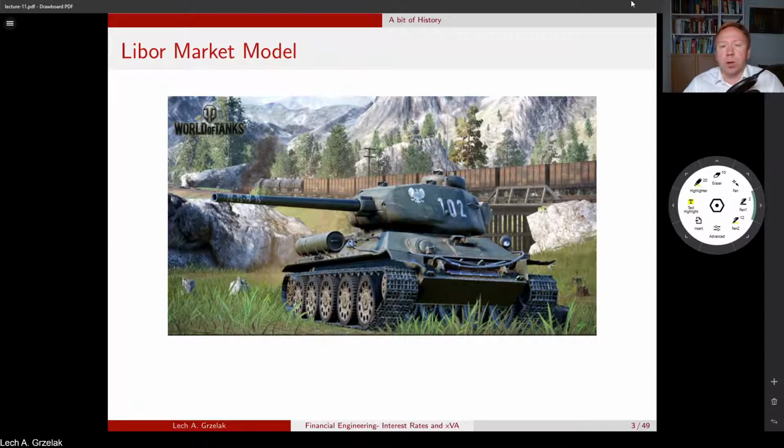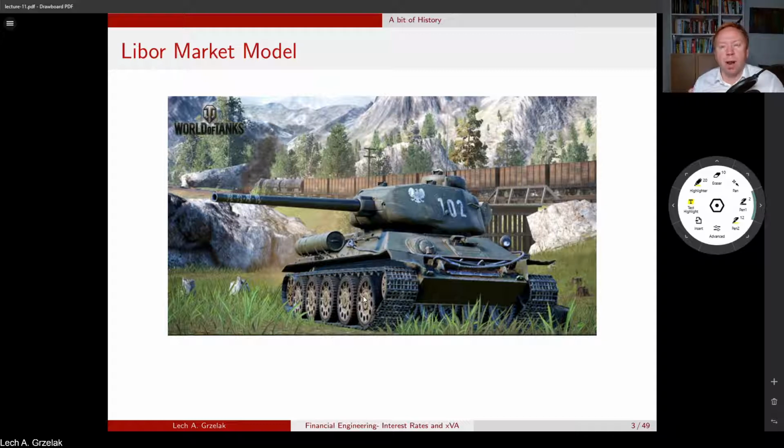In lecture number 3, we discussed three categories of interest rate models: equilibrium models, short rate models, and also market models. In the case of market models, I compared those models to a tank. This means a very powerful machine to solve very serious problems. And this is also the advantage and disadvantage of this framework.